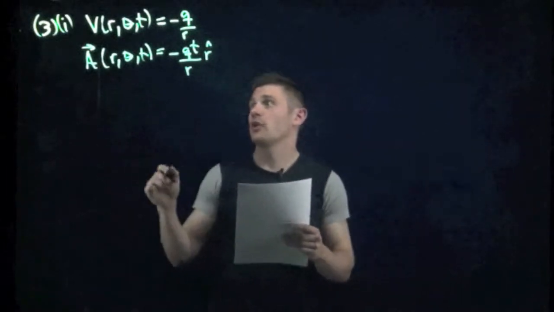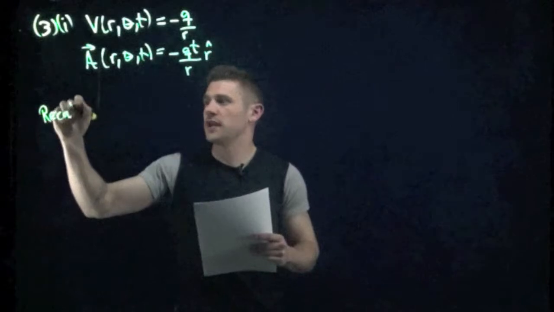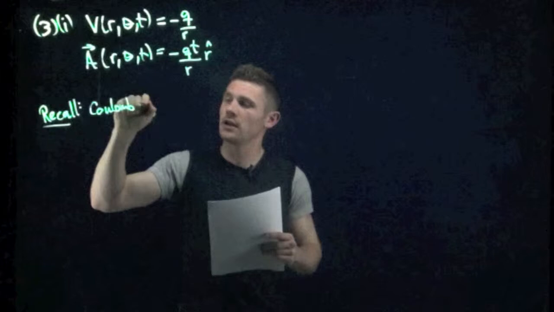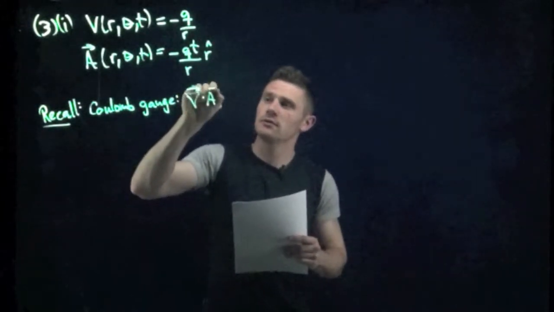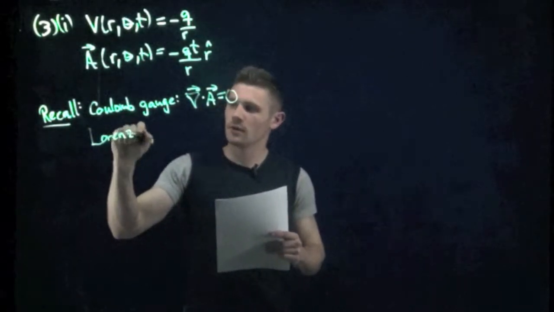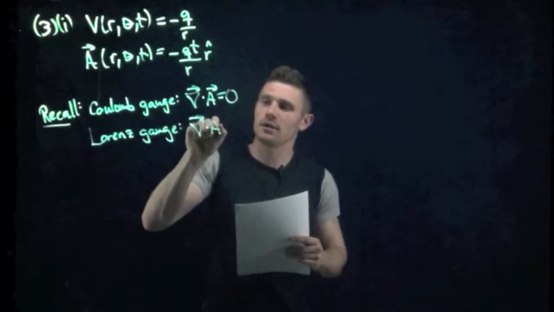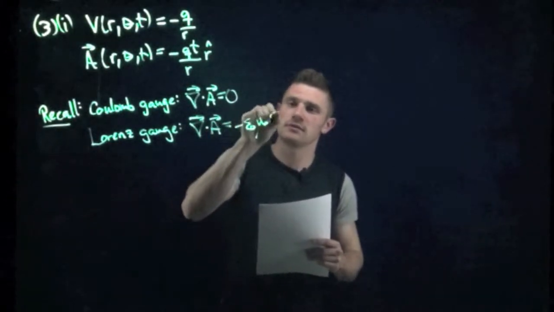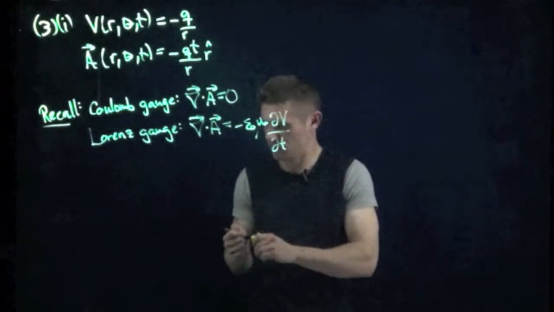We can recall that we're looking for the Coulomb gauge and the Lorentz gauge. First off, it's good to note what those two gauges imply. The Coulomb gauge suggests that the divergence of our vector potential is equal to 0, and the Lorentz gauge suggests that the divergence of our vector potential is equal to negative epsilon naught mu naught dV by dt, the change in the scalar potential with respect to time.